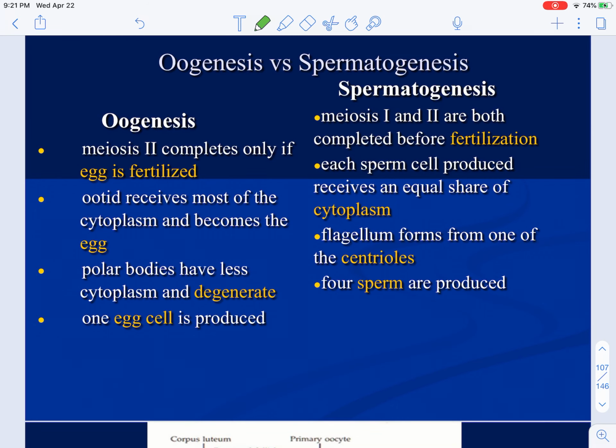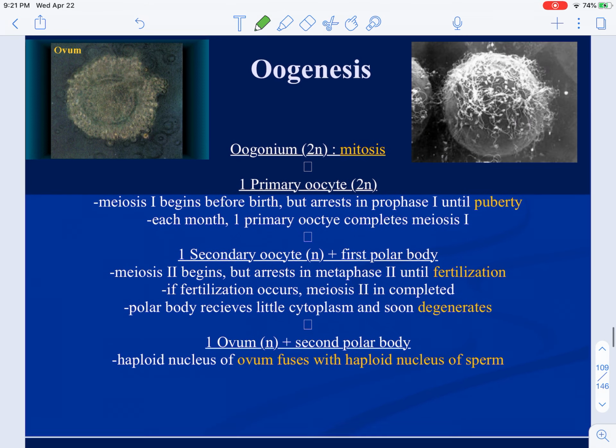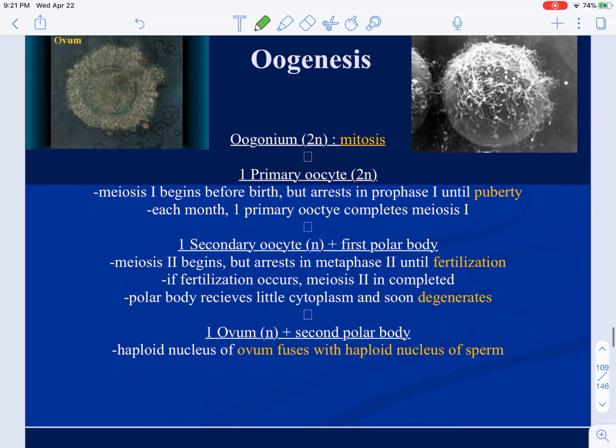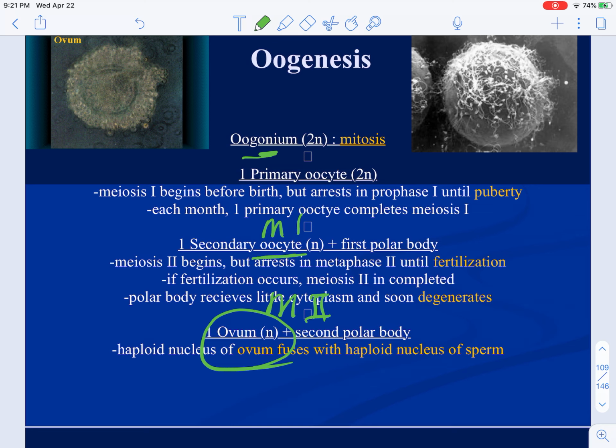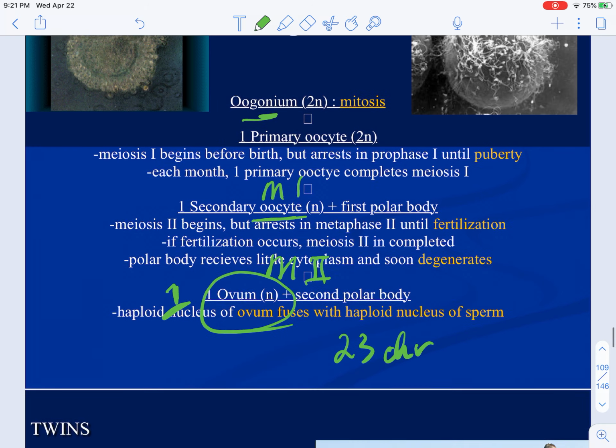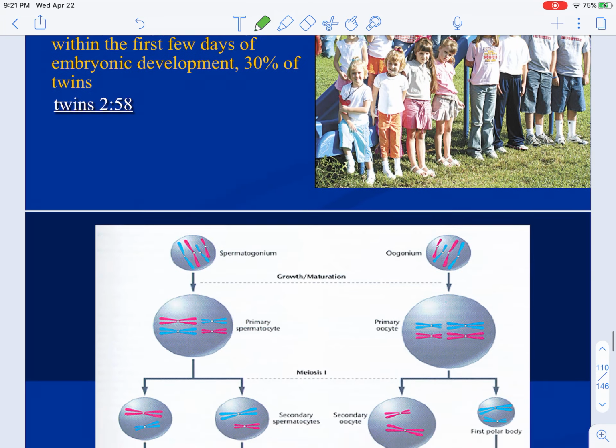And these pictures are showing you the exact same thing. This is showing you the comparison. You guys can check it out, same thing. And this is the same. Oogonium is again starting at go. Primary oocyte will go through meiosis 1, and secondary oocyte will go through meiosis 2, and you'll end up with the egg or ovum that's haploid, 23 chromosomes, but only one of them.